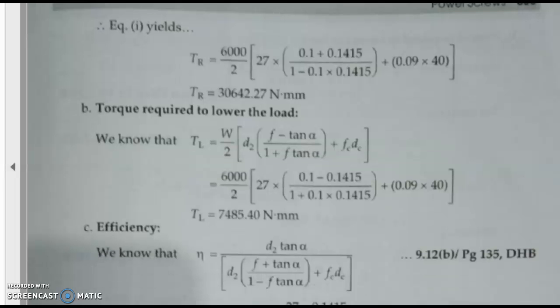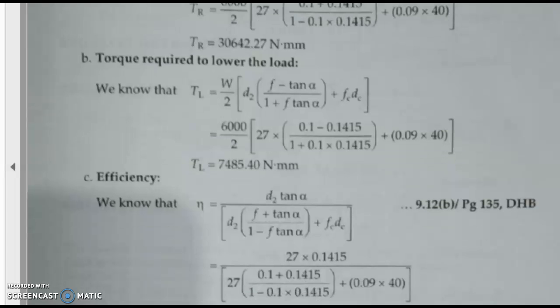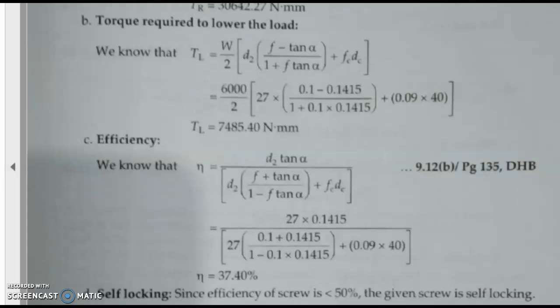Next we need to find the value of efficiency. What is the value? Eta, efficiency, is equal to D2 tan alpha divided by D2 into f plus tan alpha divided by 1 minus f tan alpha, plus fc DC. We get this equation from the data book, page number 135, equation number 9.12b. We substitute all these values, then we will get eta is equal to 37.4 percent.